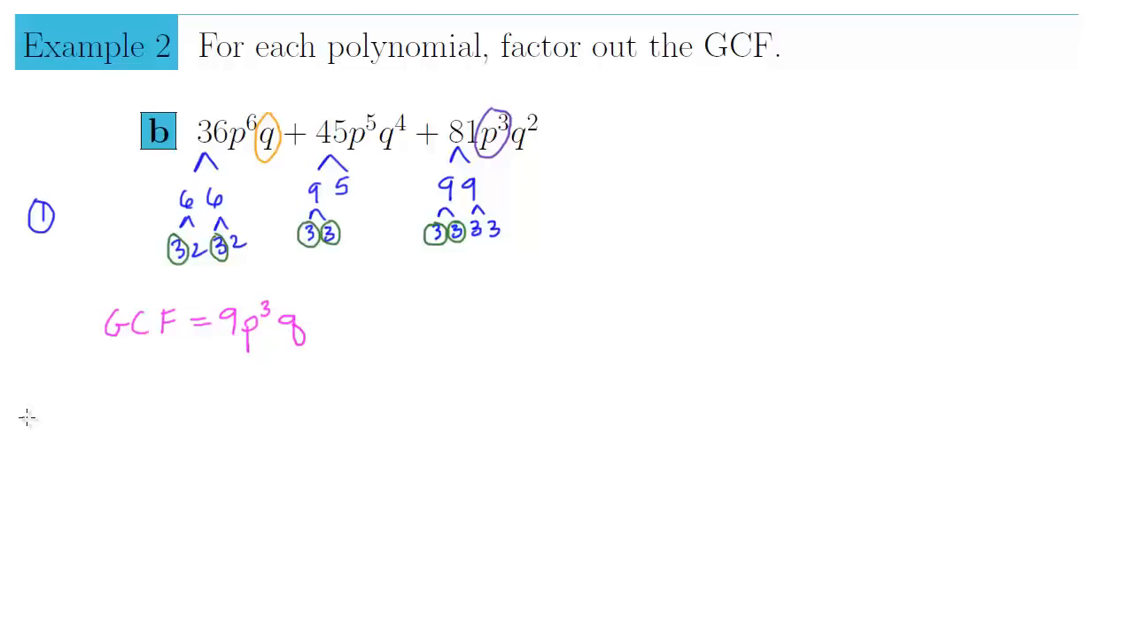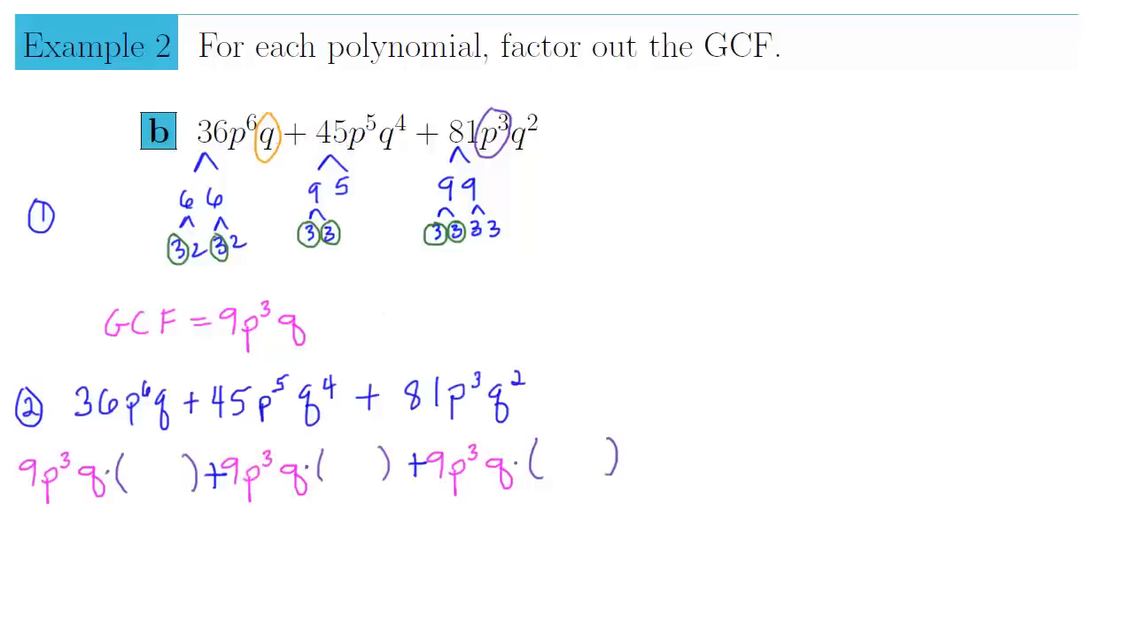So then for step 2, we take our original polynomial and rewrite each term using the GCF. Okay, so I've rewritten the original polynomial, and then underneath I've written the GCF times blank. Basically, we have to fill in the blank for each term. Right, so 36p to the 6th q should be written as 9p to the 3rd q times something. So what do you have to multiply 9 by to get 36? That's your first question. Well, 4.